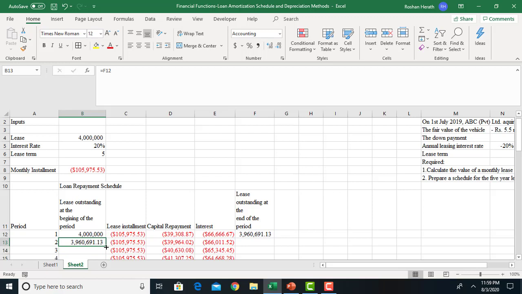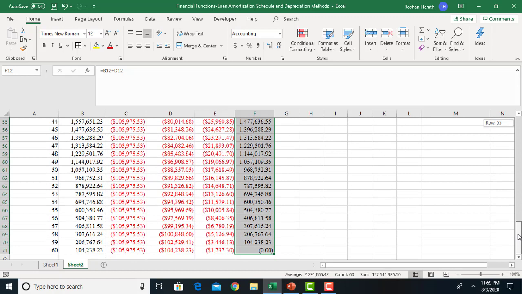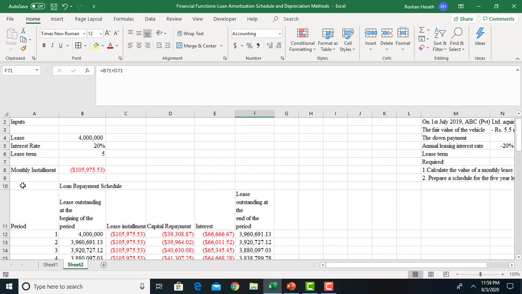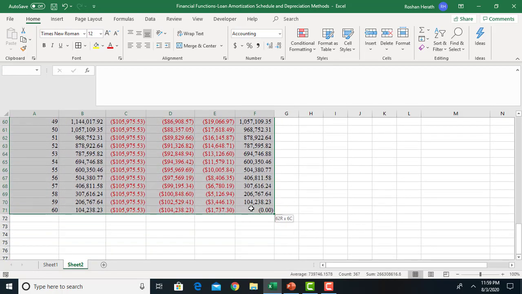And you may make the reference, you can simply double click that, and here also you can double click, then it may span across the lease term. Then most importantly, you can see that at the end of the lease term, when you pay the last installment, the loan outstanding or the lease outstanding should become 0. So this is how we take the loan repayment schedule in this particular point.